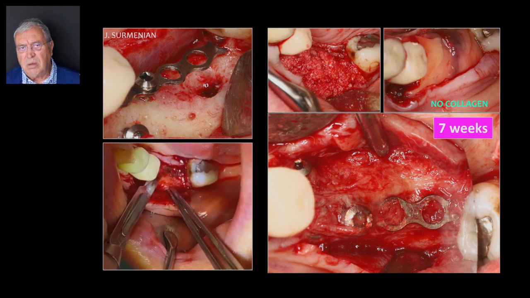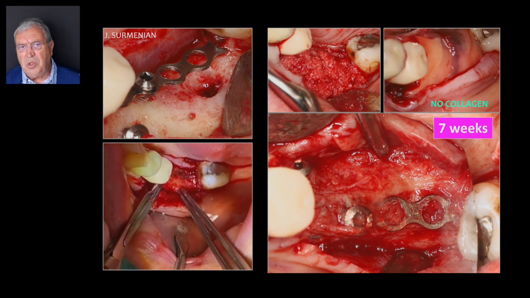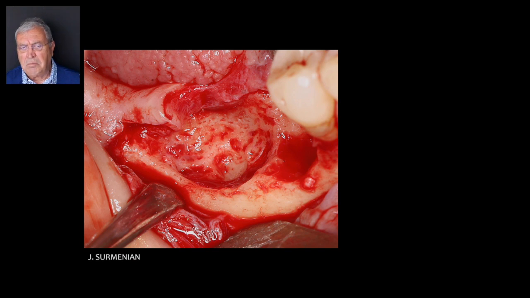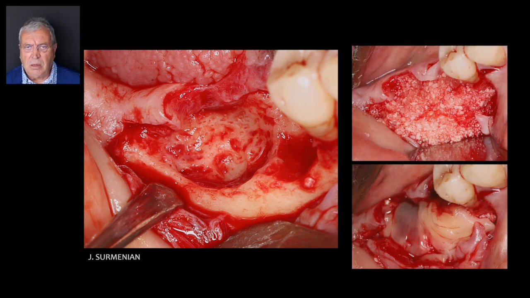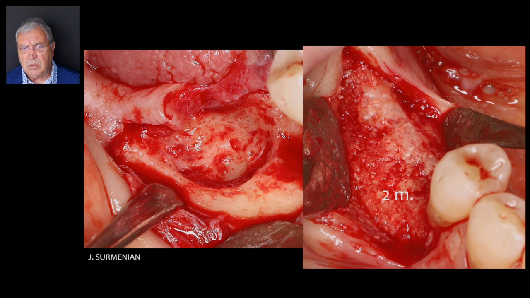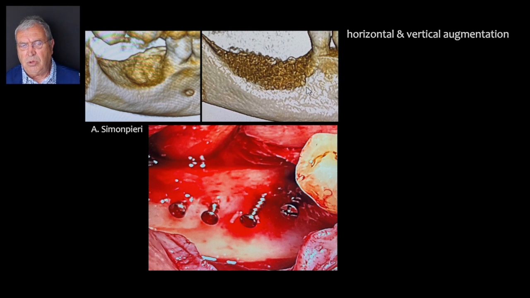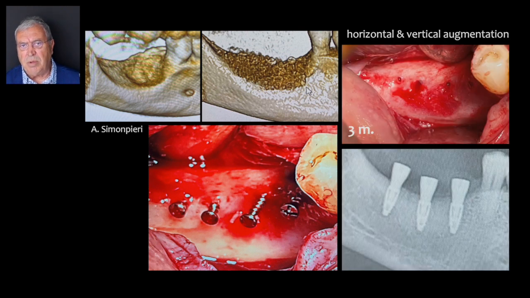This case is a huge defect, treated just by using the sticky bone and PRF, no collagen, and look at the bone healing after 2 months. Of course, the bone is not very dense, but what is the objective? It's just to have enough volume to place the implant. As we don't load them, we don't care.